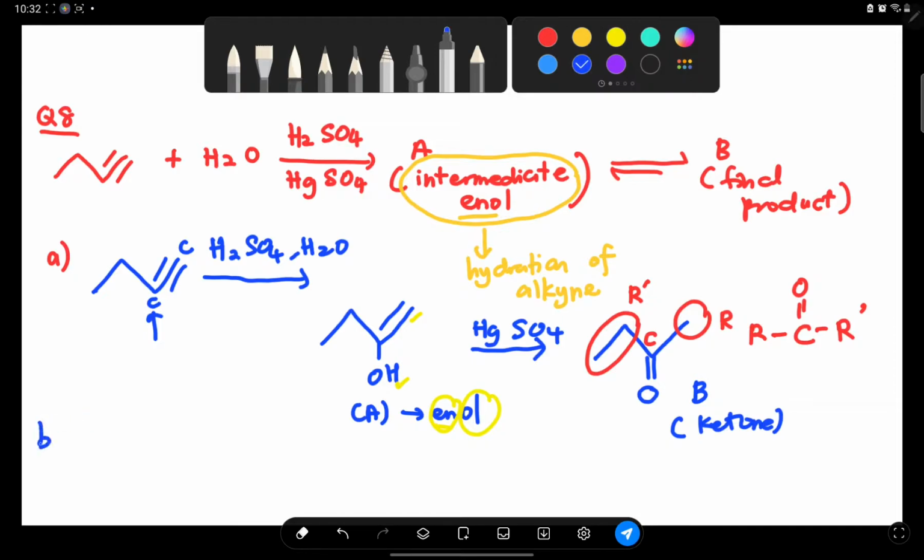For B, identify the function of concentrated H2SO4 and HgSO4, mercury sulfate, to convert alkyne to enol.